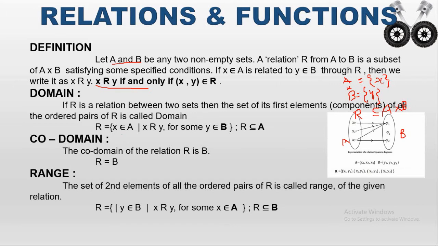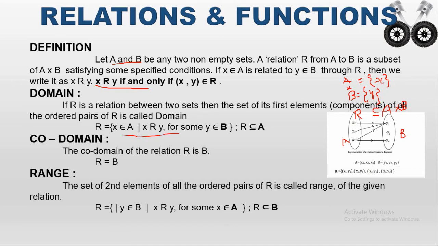In general terms, how can I write R? R is the relation, R equals x belonging to A, where there is a relationship between x and y for some y belonging to B. That is, R is a subset of A. So some elements, not all the elements, should be present in R, and that is given as the domain.